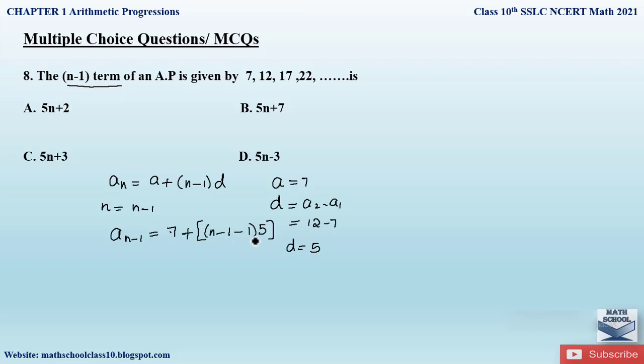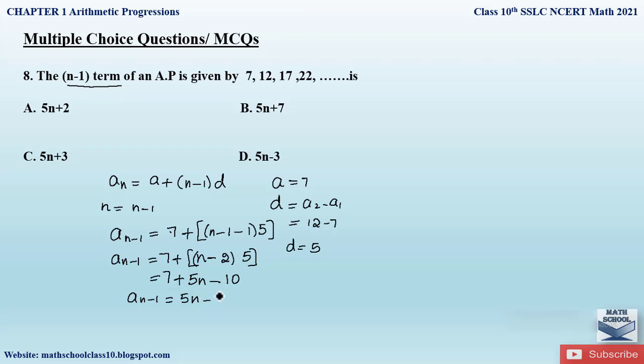So be very careful with the brackets here. So a n minus 1 is equal to 7 plus n minus 1 and minus 1. We can add with a minus sign. So 1 plus 1 is 2. It is minus 2 into 5, or 7 plus 5 into n is 5n, minus 5 twos are 10. So a n minus 1 will be 5n, then minus 10 and plus 7 we have, so we can subtract with a minus sign.